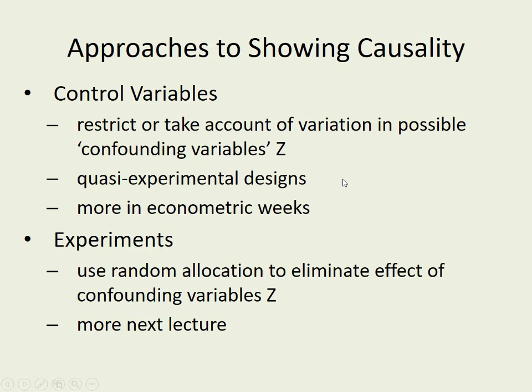And essentially they're quasi-experimental design. So you're trying to simulate an experimental situation. And you'll do that more in the econometric weeks. And then the experiments, where you try and eliminate the effect of all these confounding variables Z by using randomization. And we're going to do that in the next lecture.